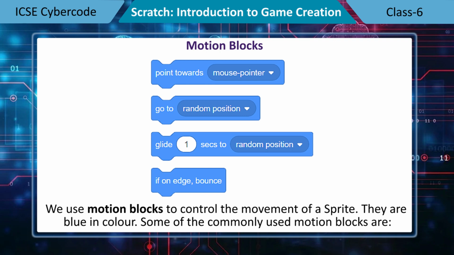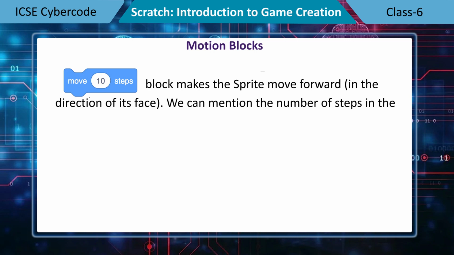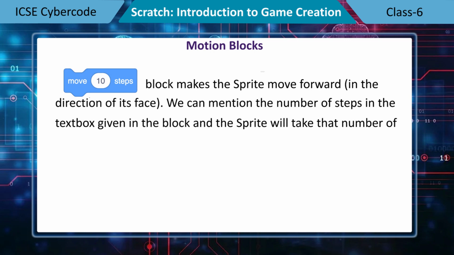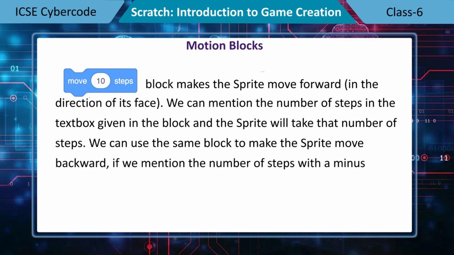Some of the commonly used motion blocks are: Move 10 steps block makes the sprite move forward in the direction of its face. We can mention the number of steps in the text box given in the block and the sprite will take that number of steps. We can use the same block to make the sprite move backward if we mention the number of steps with a minus sign, move minus 10 steps.